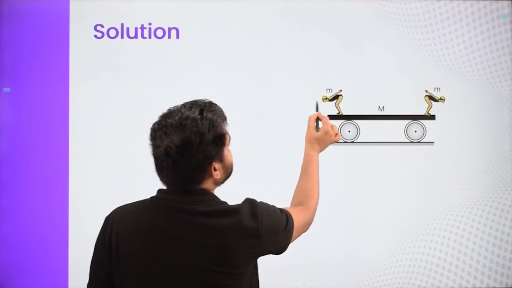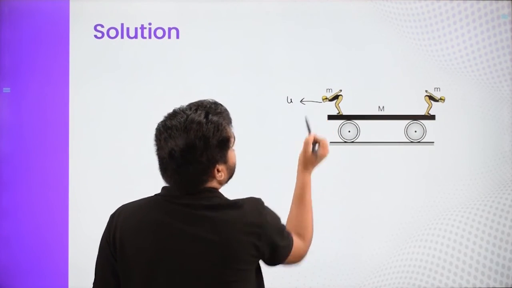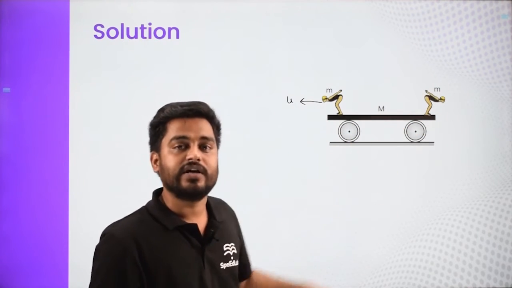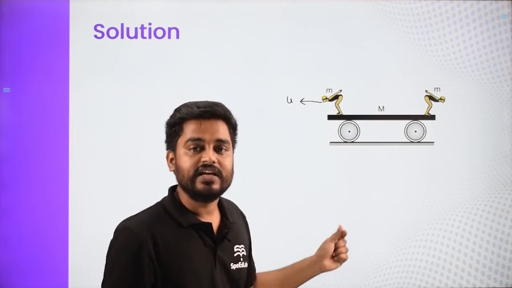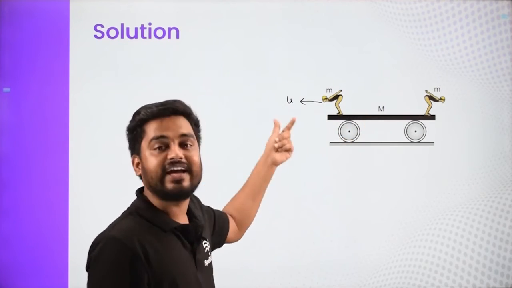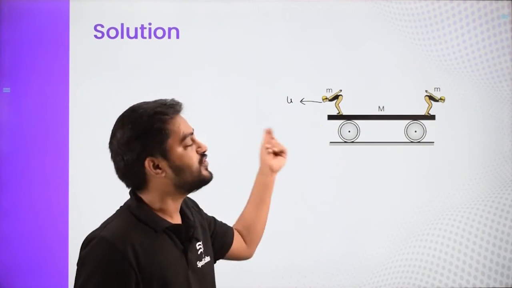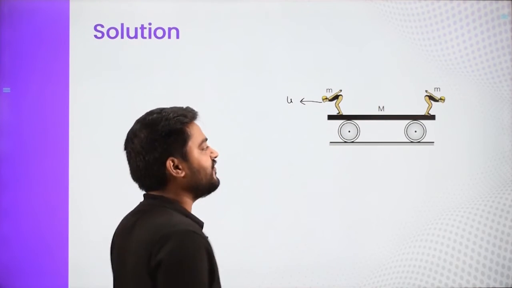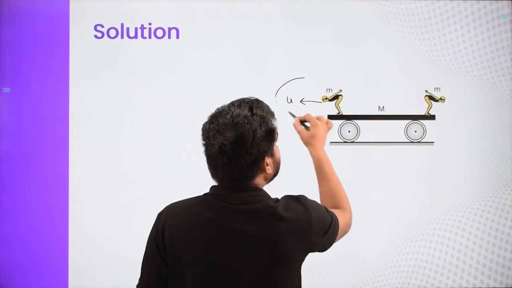First, when this person jumps with u, this u is with respect to the car. As of now, the railroad or car is basically stationary, so the actual velocity of this person is also u. This person A is jumping with a horizontal velocity of u. Now I would say that momentum will be conserved.